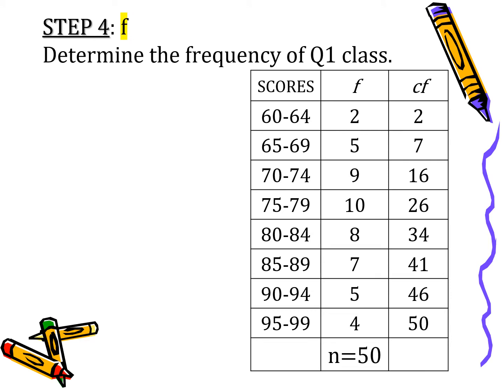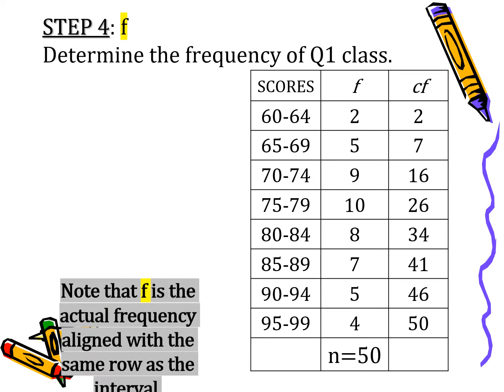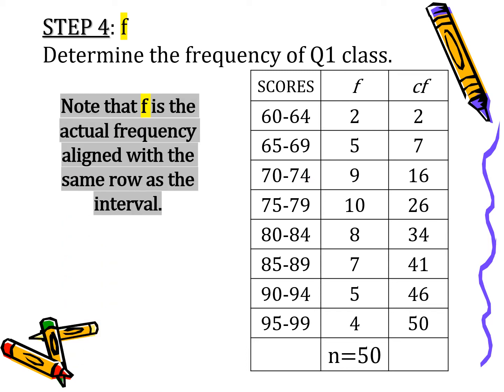Next, step number 4: here we're going to find the frequency. Determine the frequency of the quartile 1 class. Again, our quartile 1 class is the row 70 to 74, and here we consider the 9 itself. Note that f is the actual frequency aligned with the same row as the quartile 1 class. So take 9, which is the frequency for 70 to 74. So our frequency is equal to 9.